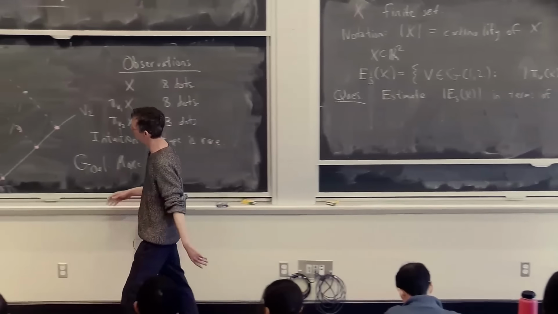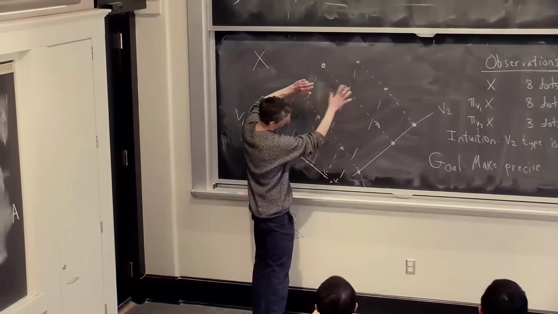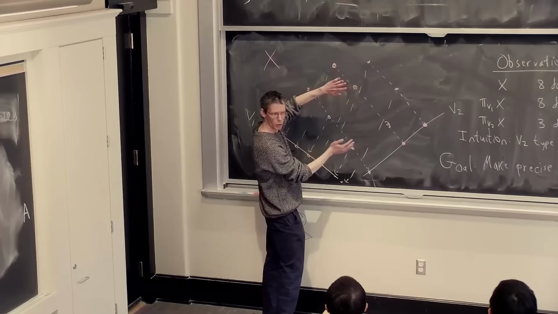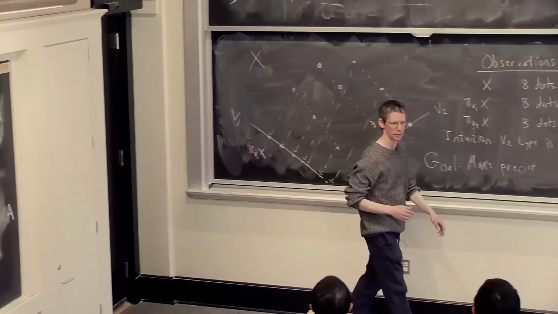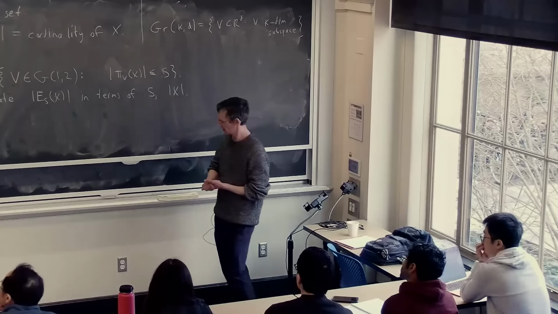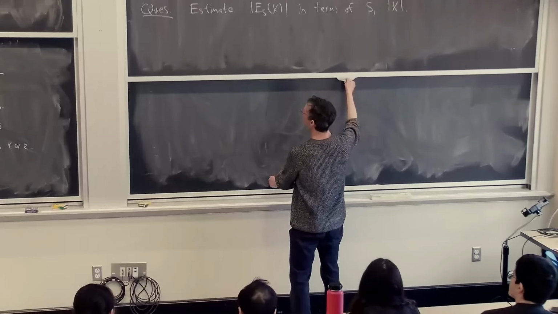So what would be an interesting set X to consider? What would be a set X of points or red dots that in many different directions would get squished a lot? Do people have any thoughts what would be an interesting X to look at? A grid, yeah. OK, so as an example, let's look at a square grid.